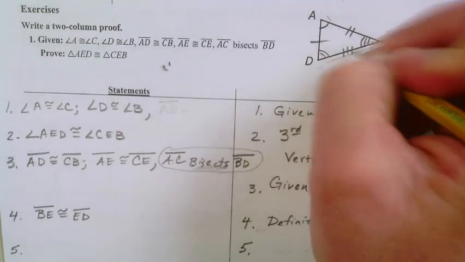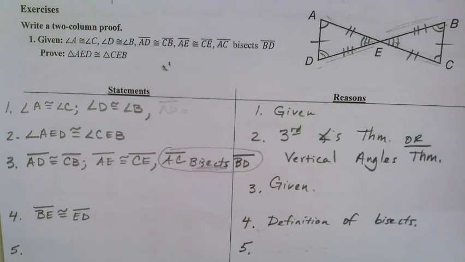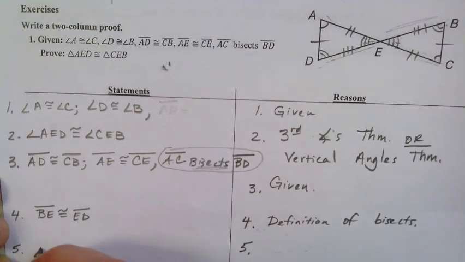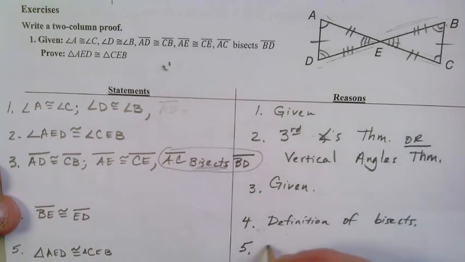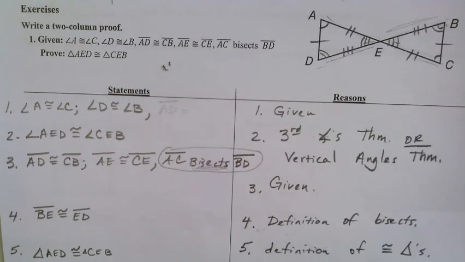Now, if that's true, what do we then know? Well, are all my corresponding sides and angles congruent? The answer is yes. And so what I'm going to say is this. I'm going to say that the triangle AED is congruent to triangle CEB by the definition of congruent triangles. Okay, so again, what is the definition of congruent triangles? It's that all the corresponding parts have to be congruent, sides and angles. Okay.